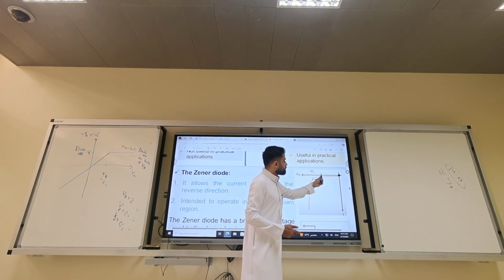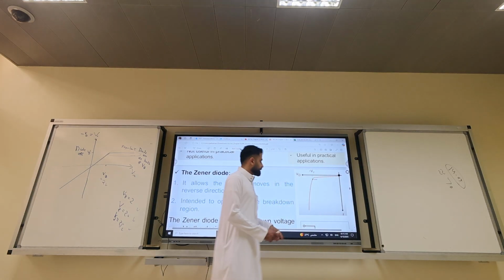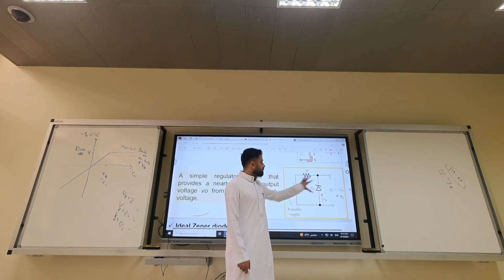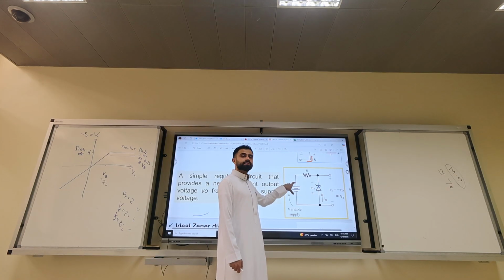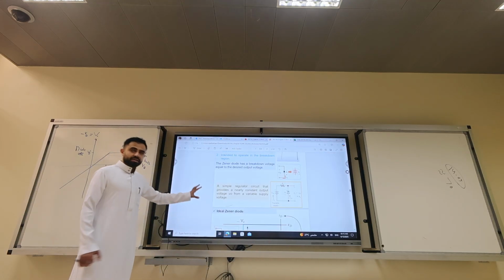Below VZ, the diode will be off and it will be open circuit. If it's open circuit, it's like it's not there. The output matches the input. Okay? That's what matters about the Zener diode.